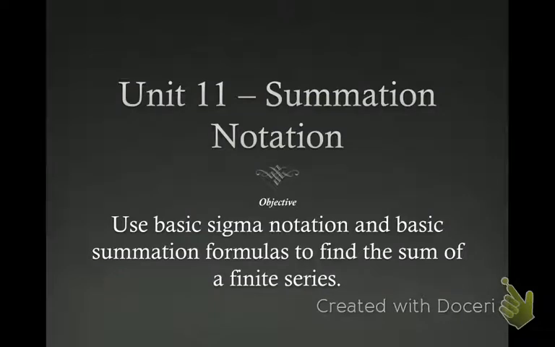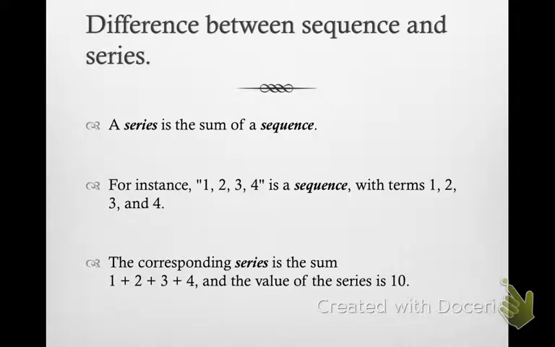Summation notation. We're going to be learning about something called sigma notation, and the formulas to find the sums of finite series. So some definitions for you. A series is a sum of a sequence. 1, 2, 3, 4 are terms in a sequence. The series is the sum of them, so the value of that series is 10.